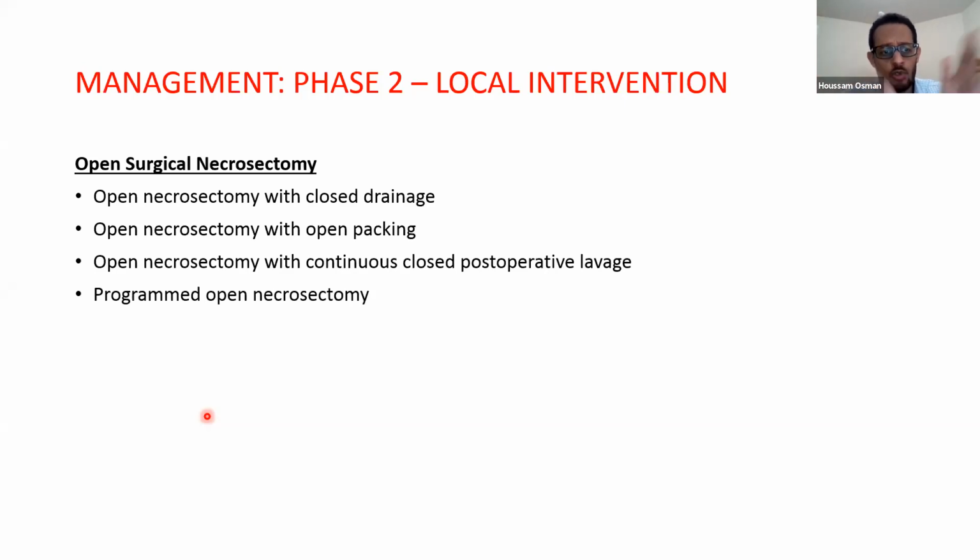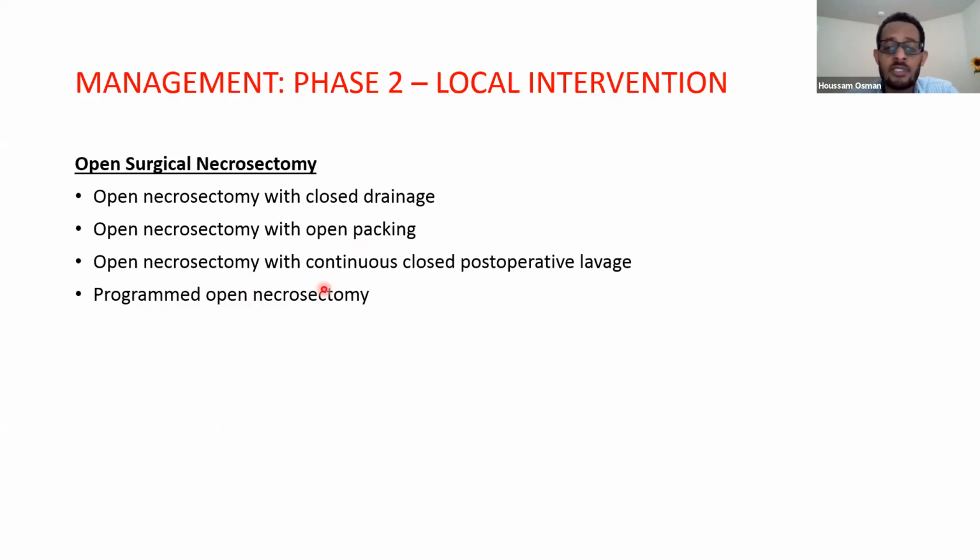Again, there are different ways of doing open surgical necrosectomy. This is the one that I just talked about: open necrosectomy, and then I put drains. I put large drains, a minimum of 2 drains in the area, and I close the abdomen. Traditionally, people did open necrosectomy with open packing. You leave the abdomen open and you pack the pancreatic bed all the way to the skin. And then in the ICU, you can just change the packing every day. I'm not sure if anyone does that, not here in the United States at least.